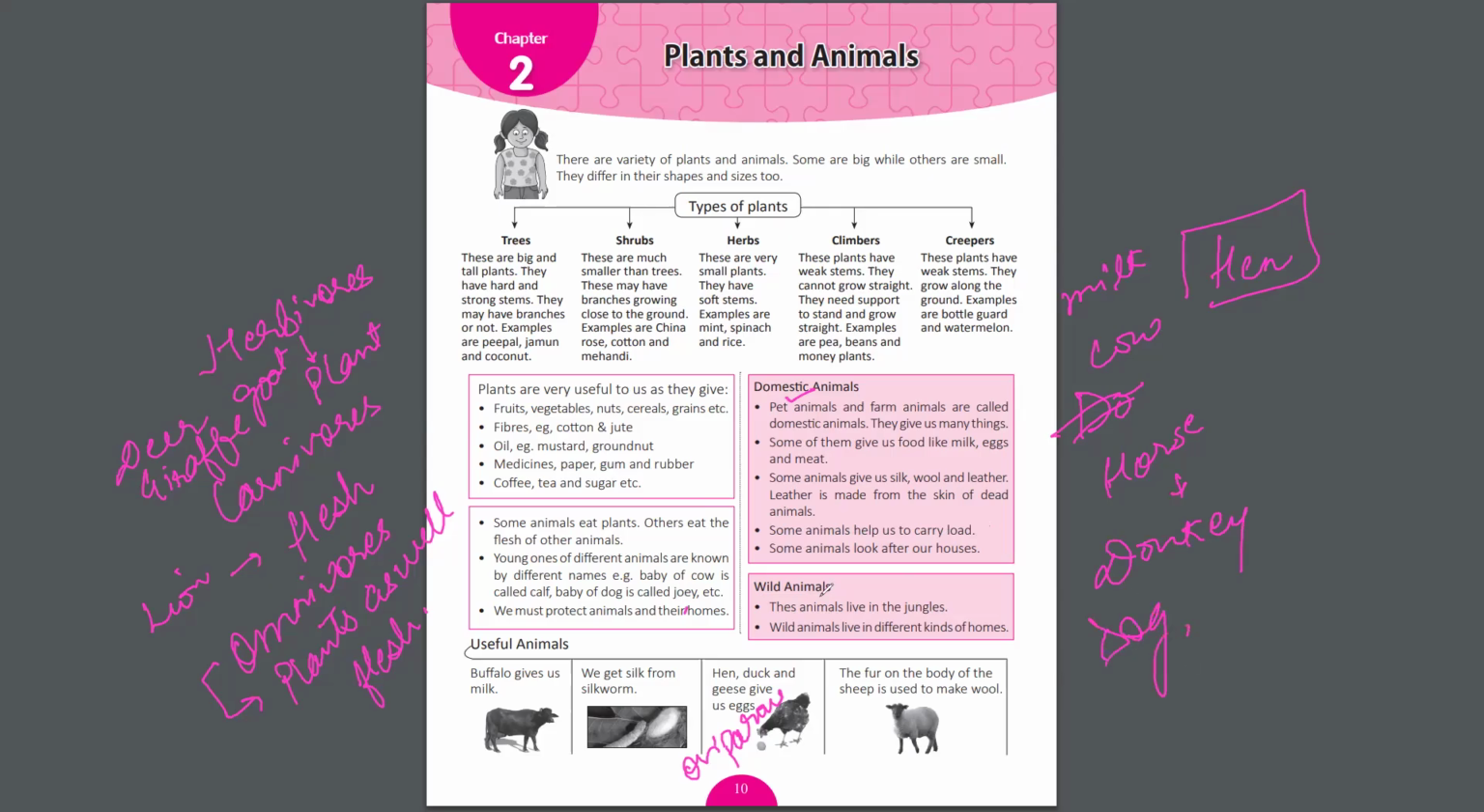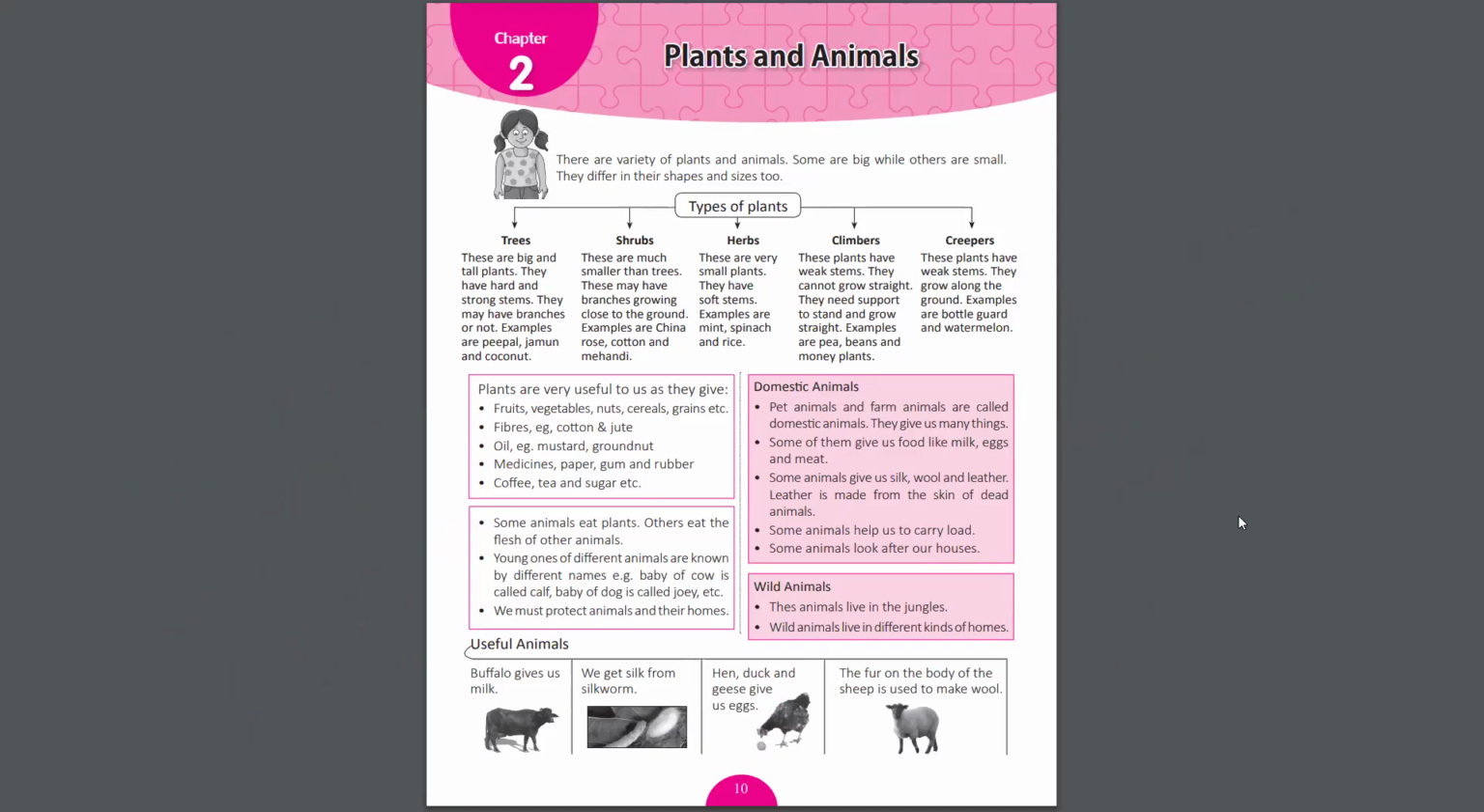Okay. Wild animals live in jungles. Wild animals live in different kinds of homes, just like lion lives in a den, right? So different animals have different houses, right? Now let's move ahead.